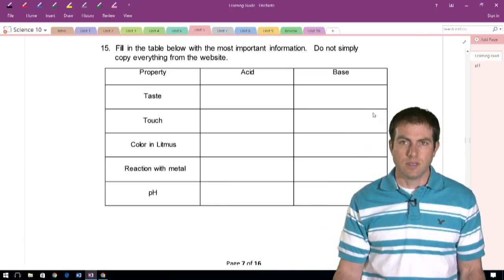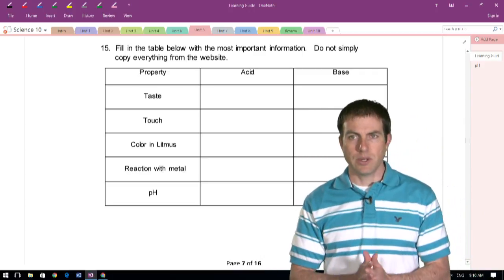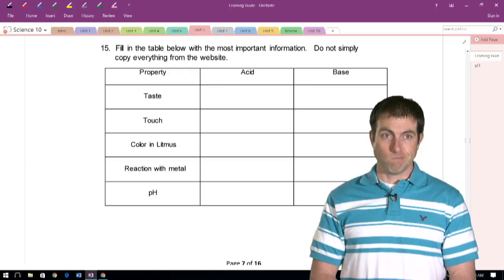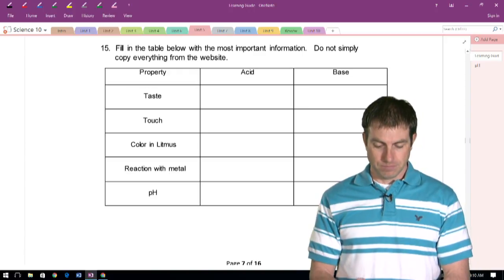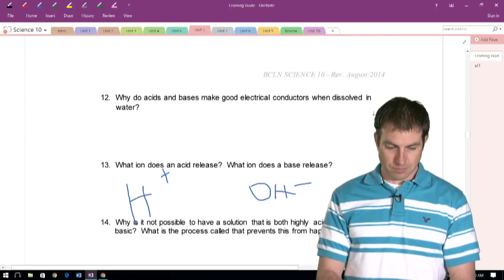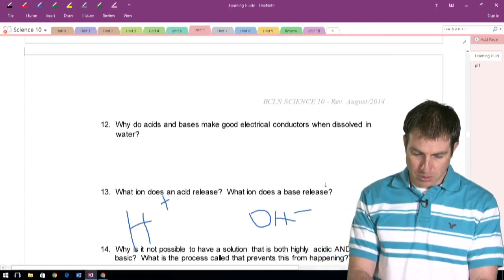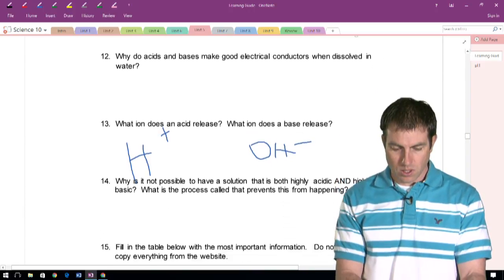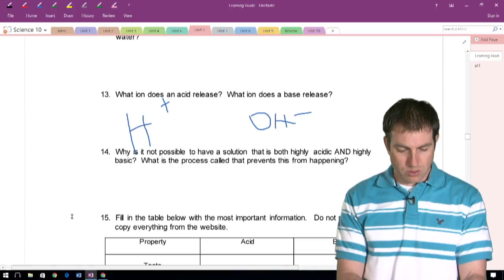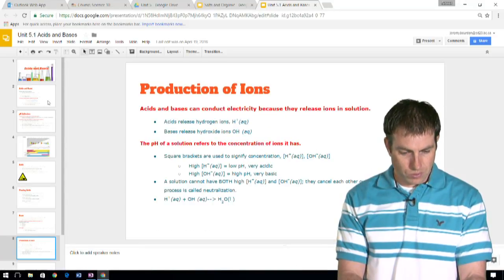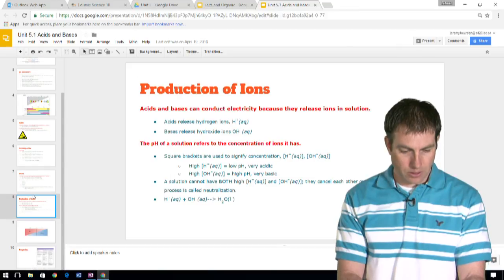Anything else? I'll go through, point you in the right direction. Why is it not possible to have a solution that's both highly acidic and highly basic at the same time? I'm just going to go back to a little picture out of the notes here. There's a little chart right here.